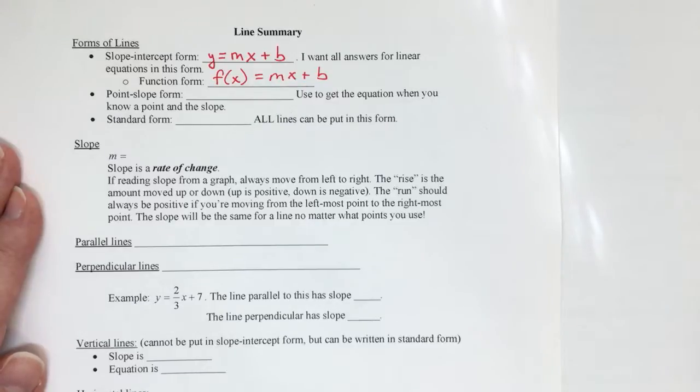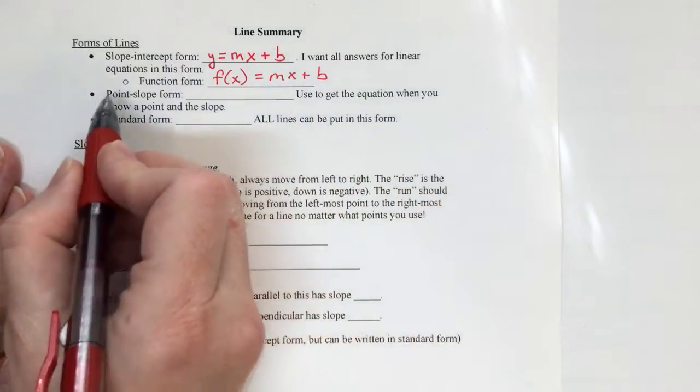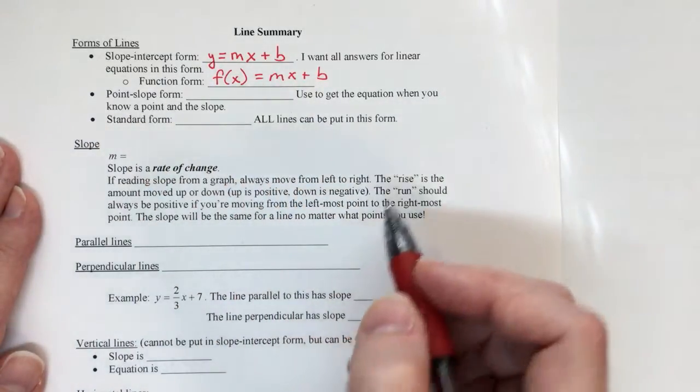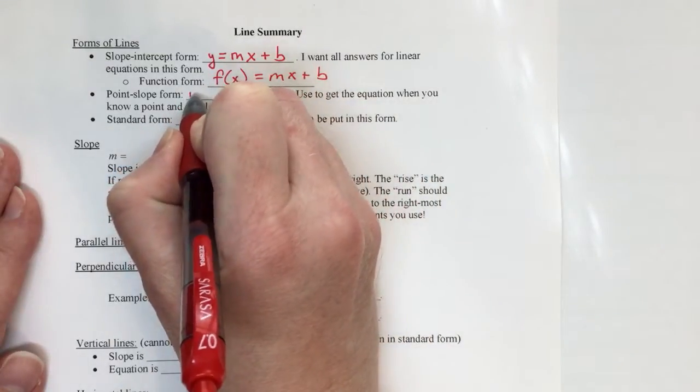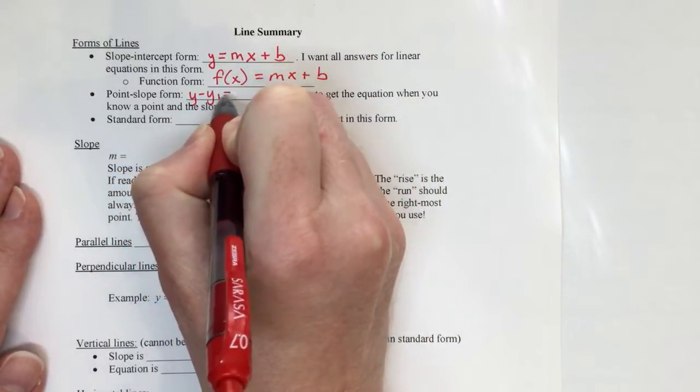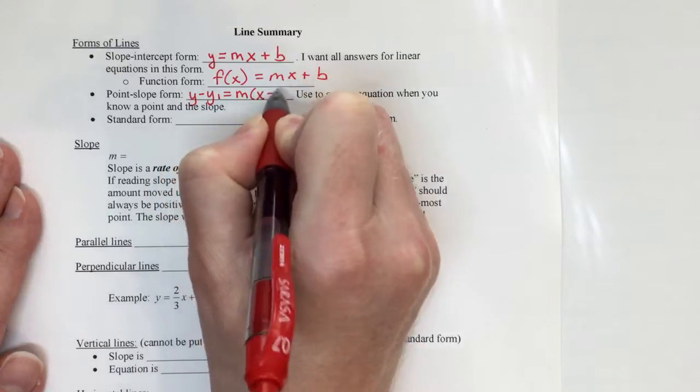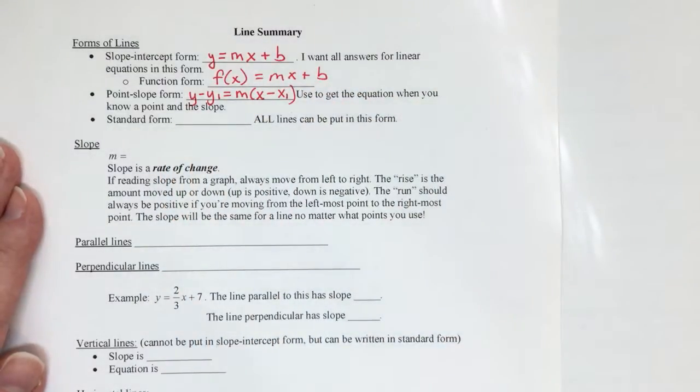Point-slope form comes from the equation for slope, and you use it to get an equation when you know a point and the slope. Y minus y1 is m times x minus x1. So x and y are just the variables x and y, but x sub 1, y sub 1 are the specific coordinates of a point.